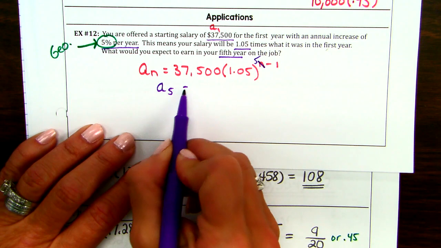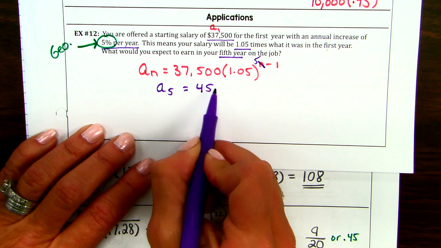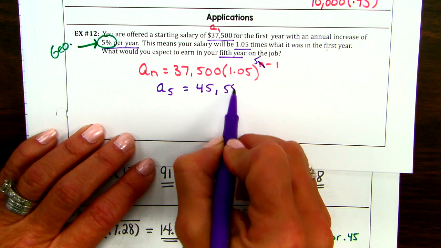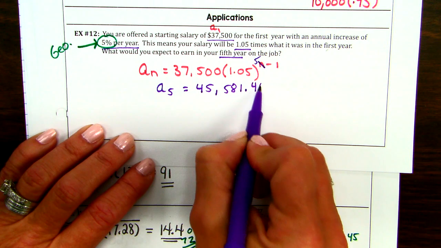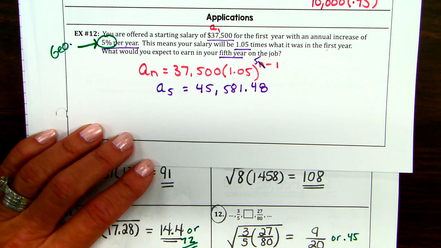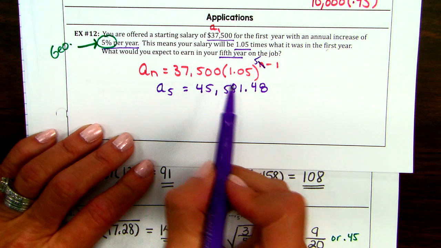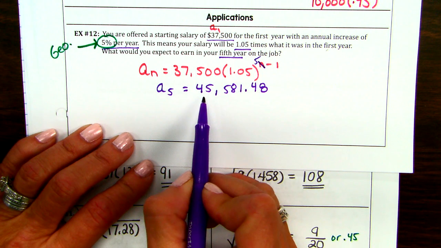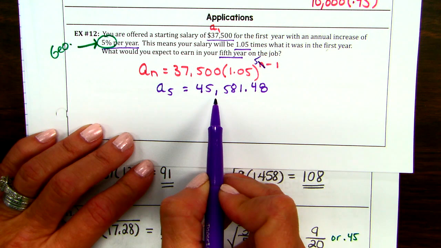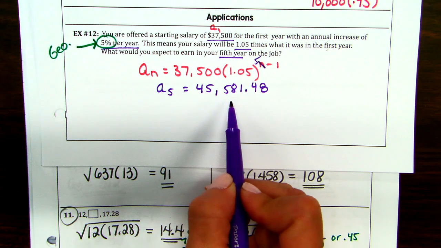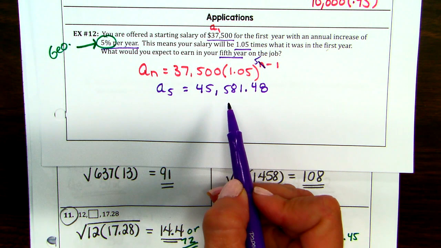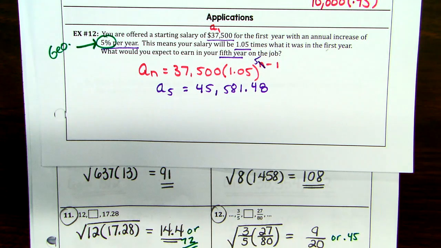In the 5th year, I would make $45,581. It didn't say what to round to, but it's money, so it's not going to tell you. So round to the nearest cents. If I had forgotten to put the 1 on there, this would have been less than 37,000, like I said. So always look at your answer. If you saw that, you'd be like, oh, I forgot to put in the 100%. You want the 37.5 plus 5%.